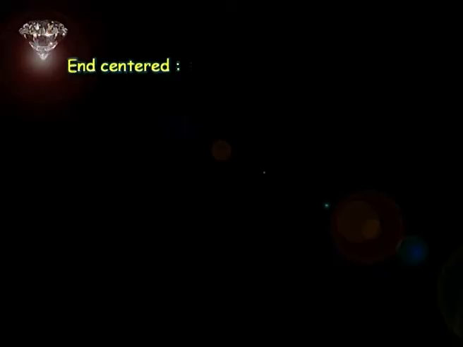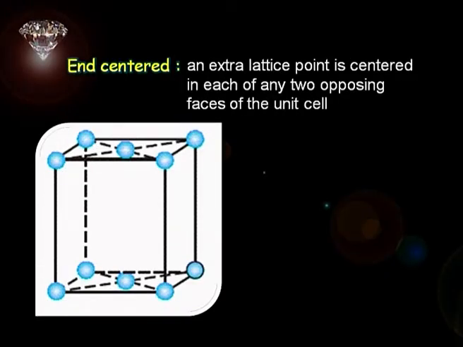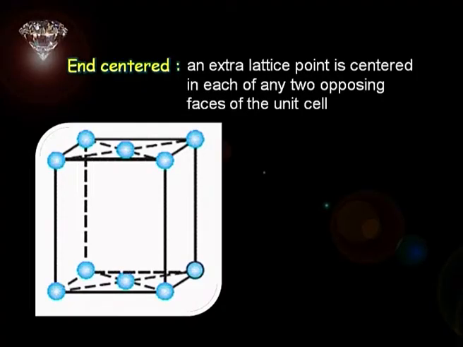Second category is end centered. In this case, besides the corners being occupied by lattice points, there is an extra lattice point centered in each of any of the 2 opposing faces. That means, suppose you think of a cube, you can have a top bottom face or left right or front back. So, any 2 opposing faces will have a center there. So, they are called end centered.